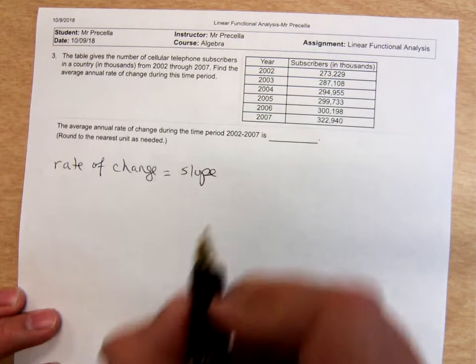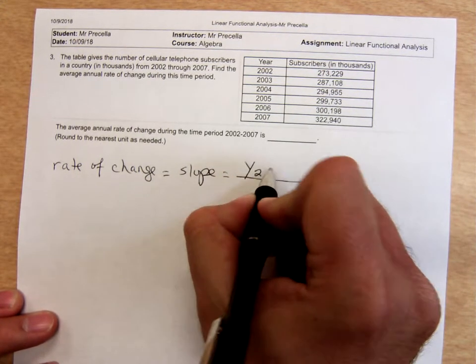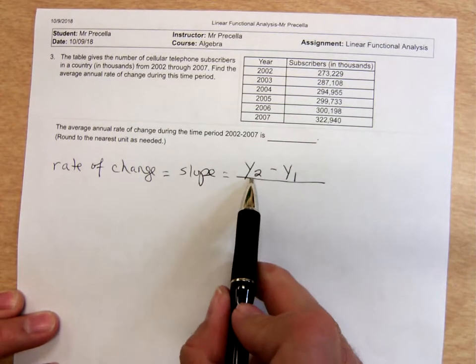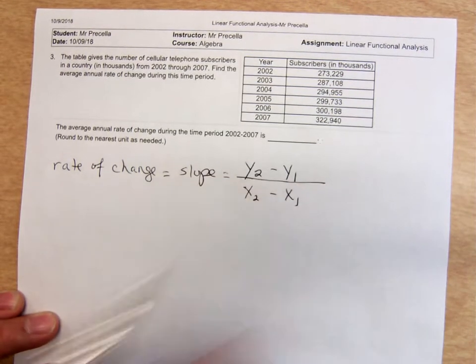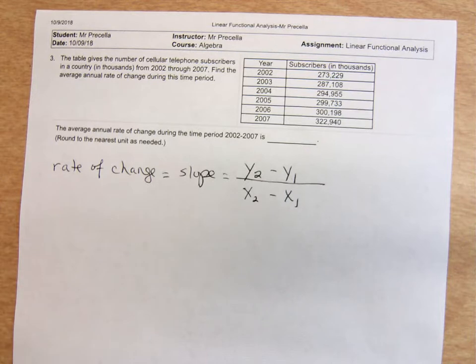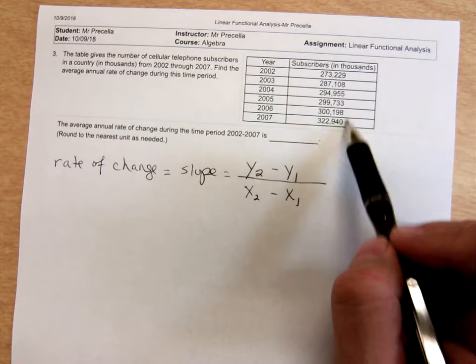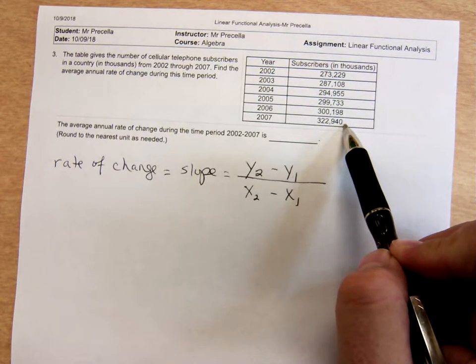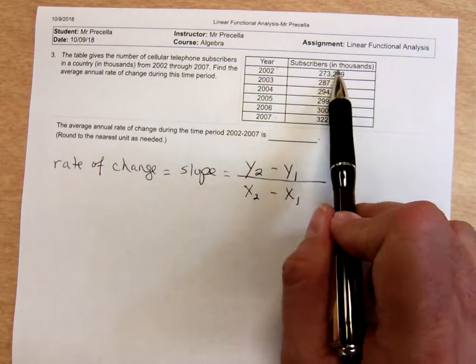Do you remember how you calculate the slope? Well, it's rise over run. To get rise, you can go y2 minus y1, second y minus first y, over second x minus first x. So if we want to calculate the slope, do y'all see the two ordered pairs we're going to be using? The first and the last.